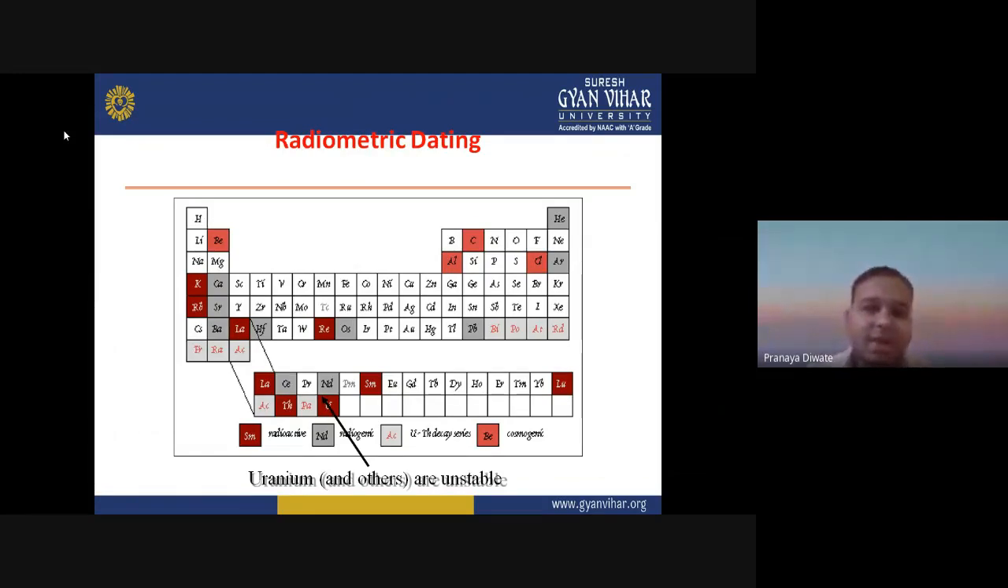Then you have radiometric dating. Radiometric dating means that a parent element is converted to a daughter element, and the time period required to convert the parent to the daughter is exactly known as the half life period. That half life period is different for different elements and different isotopes.